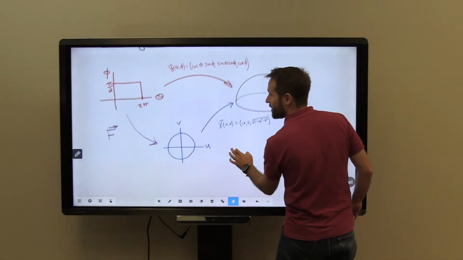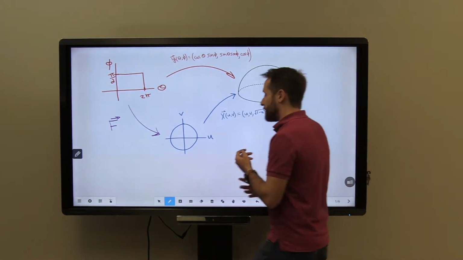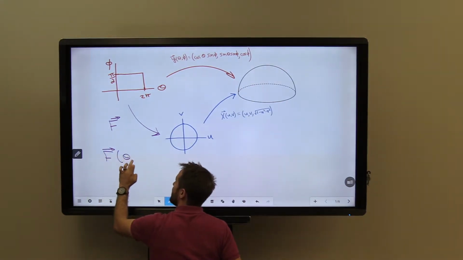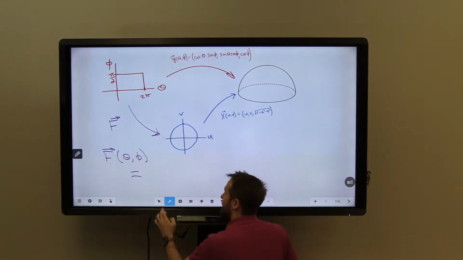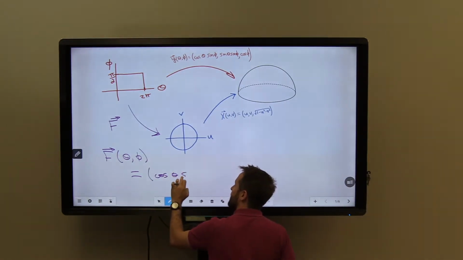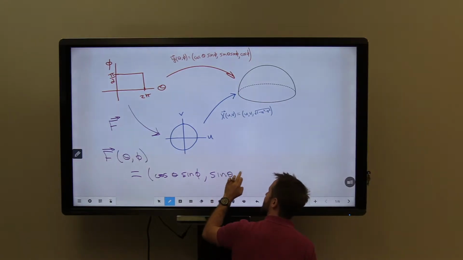Let me slide up here to give us a little more space. We could talk about the map F. This is f of theta phi equals cosine theta sine phi, sine theta sine phi.